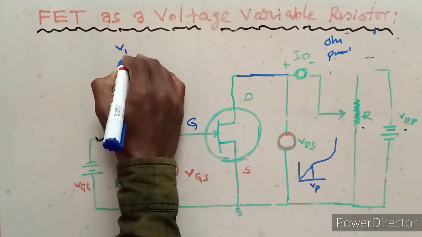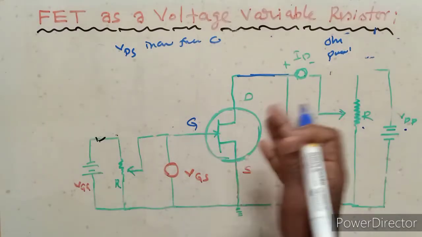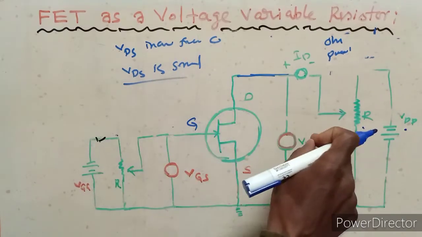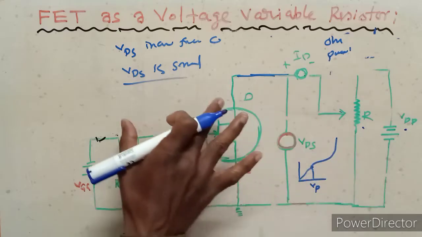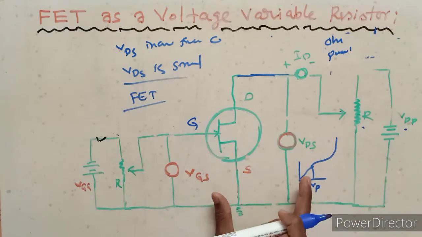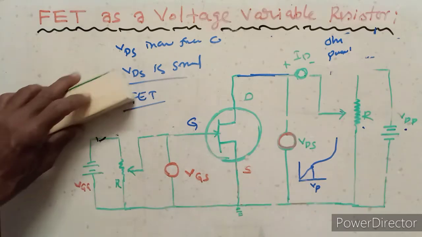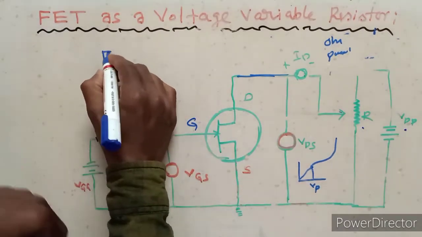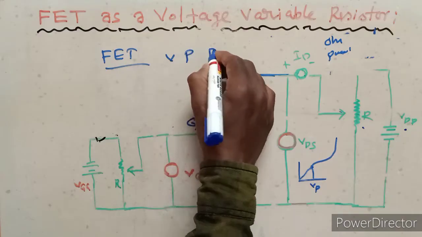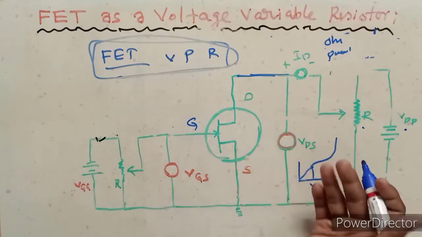So first of all VDS is increased from 0. After ohmic region, VDS is small. In this region, FET is called a voltage variable resistor. Thus the way field effect transistor acts as a variable passive resistor. So it is used to vary the voltage gain.